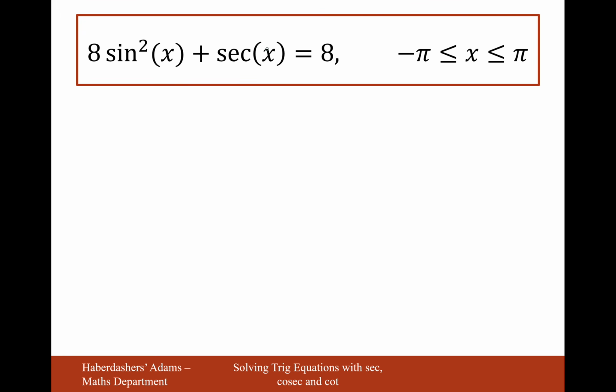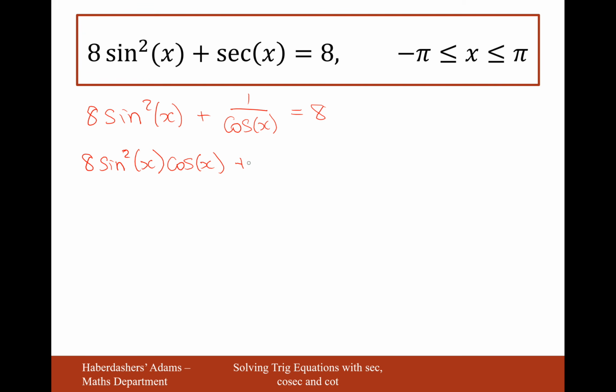I think what we'll do first is we'll rewrite the sec as cos, so we'll write it as 8 sine squared x plus 1 over cos x equals 8. Okay, the next thing to do will probably be to multiply through by cos, I reckon. So it would be 8 sine squared x cos x, and then plus 1 equals 8.